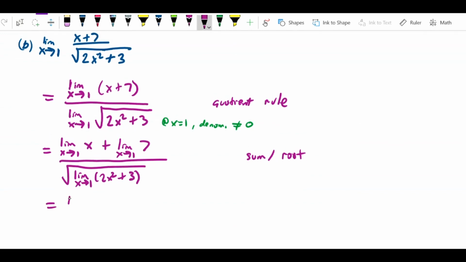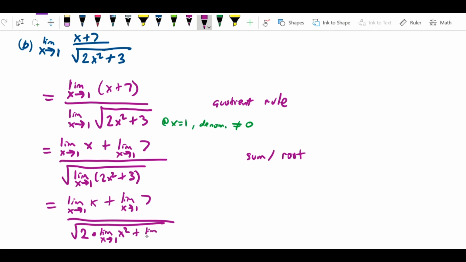We can say it equals the limit as x approaches 1 of x plus the limit as x approaches 1 of 7 over the square root of the limit as x approaches, actually we'll do 2 more of these because we've got a constant multiple times the limit as x approaches 1 of x squared plus the limit as x approaches 1 of 3. So that's going to equal 1 plus 7 over the square root of 2 times 1 plus 3. So that equals 8 over, I believe this comes out to root 5.